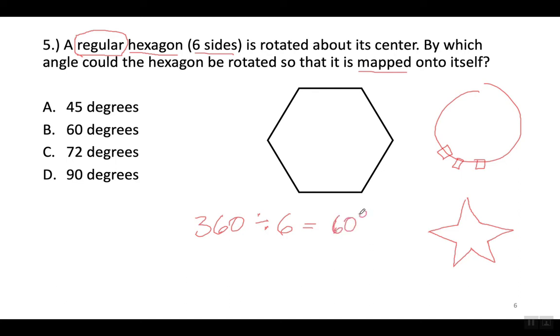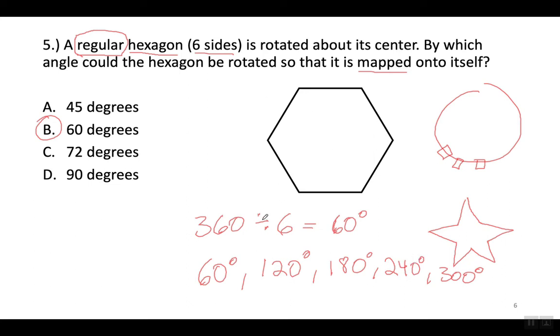Now listen, to refresh your memory, that means that if I rotate it 60 degrees, it'll map onto itself. If I rotate it 120, same thing. 180, same thing. 240, same thing. 300, same thing. All I'm doing is putting all the multiples of 60 that are less than 360. Because right now in this question it's B. But on the test, if they put you the same shape, it might be 120, it might be 180, it might be 240. You got to be aware of all of them.